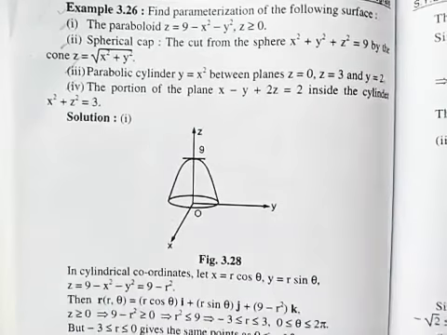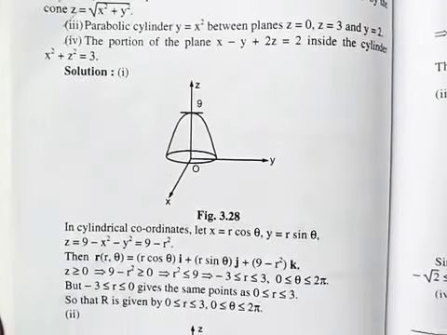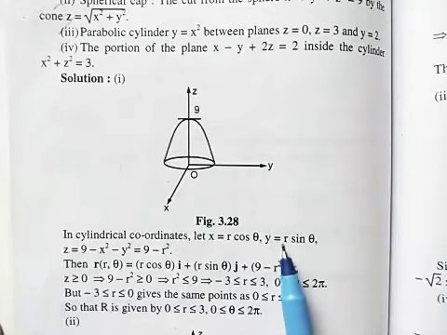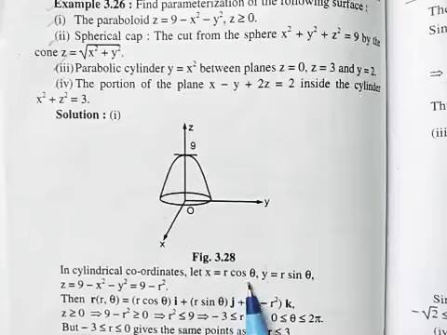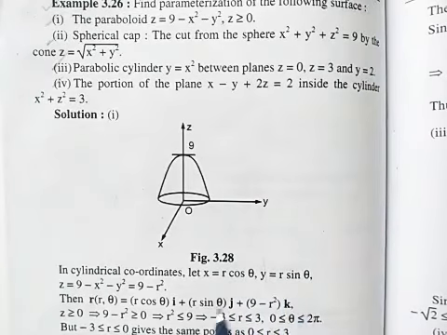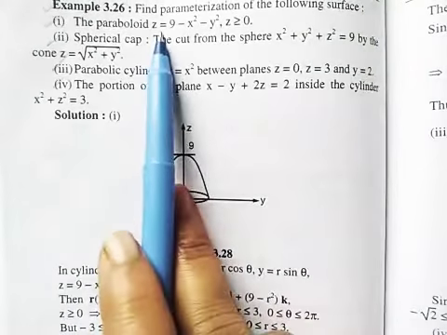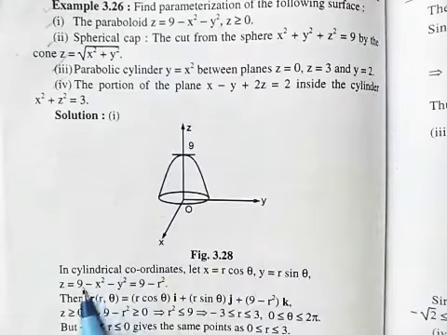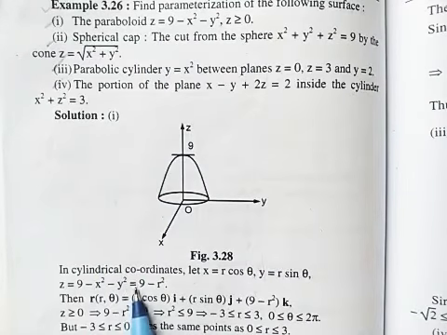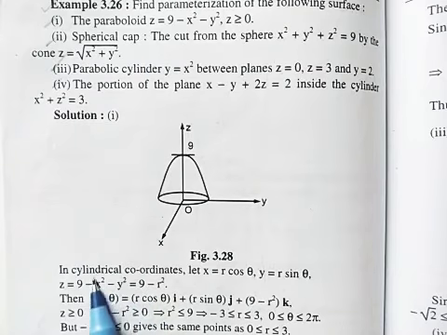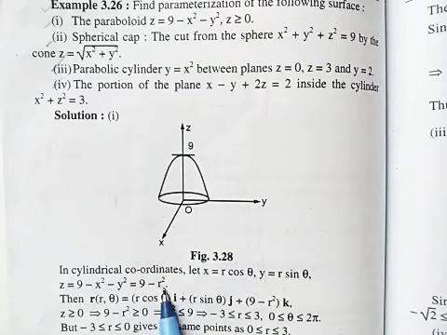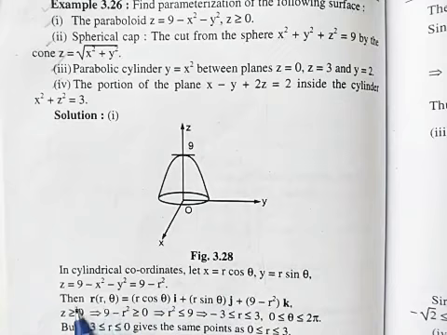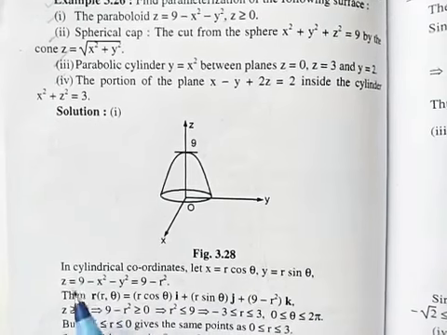So for cylindrical coordinates, what do we take? We take x equal to r cos theta, y equal to r sin theta. So from that, the equation of the paraboloid is what? z is equal to 9 minus x squared minus y squared. That is, we can write it as 9 minus, in brackets, x squared plus y squared. We can take the minus sign common, and x squared plus y squared is nothing but r squared. Okay, this is the value of z. So what does our equation of parameterization become?